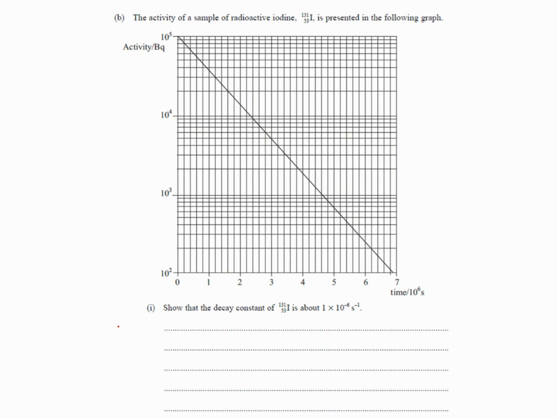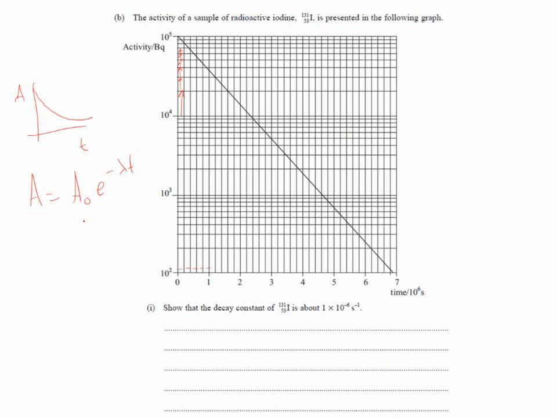Part B, pause the video now and try this question. This graph is an activity against time graph. You're probably used to seeing the classic exponential decay shape, which follows this mathematical formula. However, here they've given us a log graph, and you can tell because the size of these bars is decreasing each time. That's a big clue. On the x-axis, it's not a log graph because these are all equal each time.